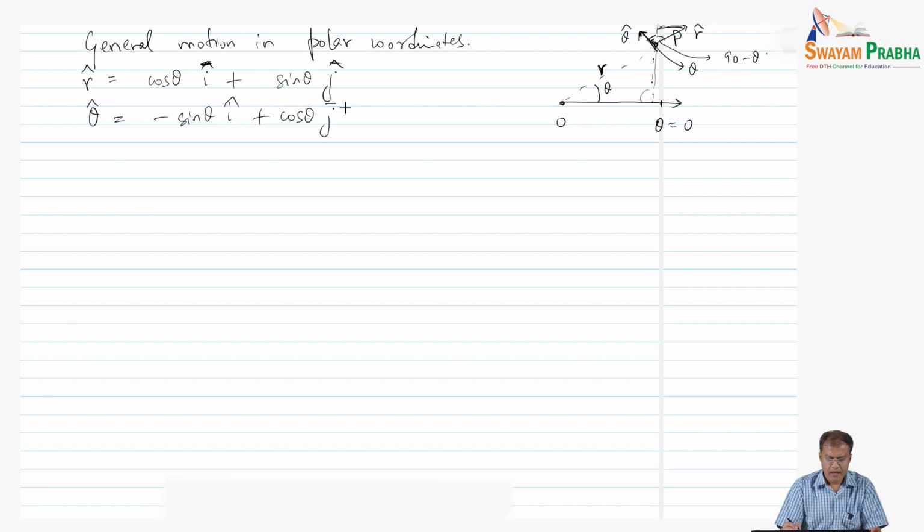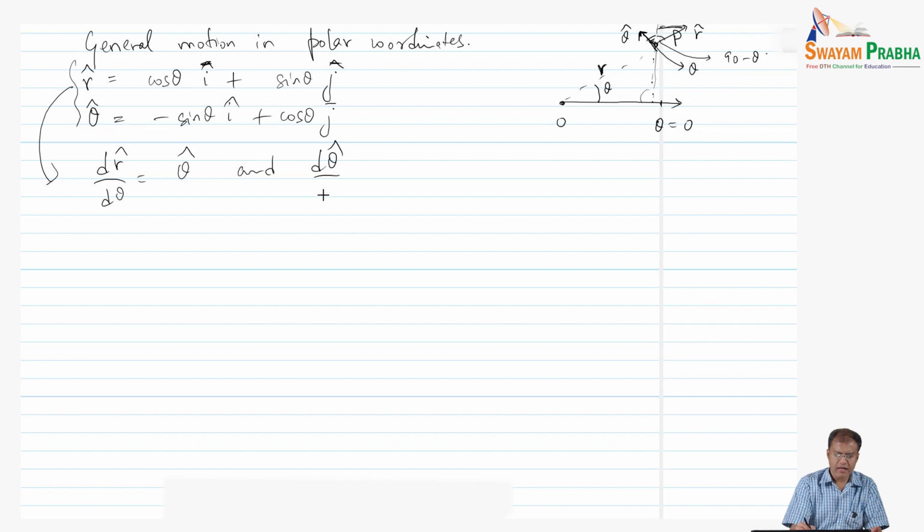Okay. So from these two relations I can quickly deduce that d r hat d theta is theta hat, and d theta hat d theta is minus r hat. So that's the relation we can quickly deduce, right?